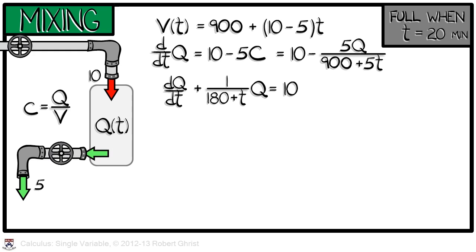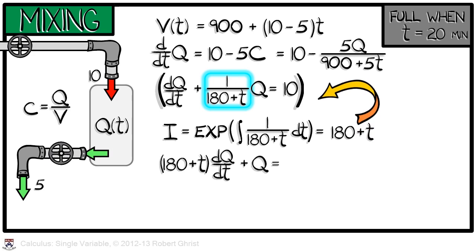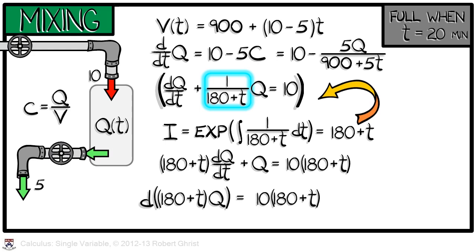This is a linear, non-autonomous ODE, where the function a is negative 1 over 180 plus t. That means our integrating factor is e to the integral of dt over 180 plus t. Of course, that integral is simply the log of 180 plus t, and when we exponentiate that, we obtain simply 180 plus t. If we therefore multiply the differential equation by this integrating factor, we obtain, very simply, (180 plus t) times dQ/dt plus Q equals 10 times (180 plus t). The left-hand side is the derivative of Q times (180 plus t).